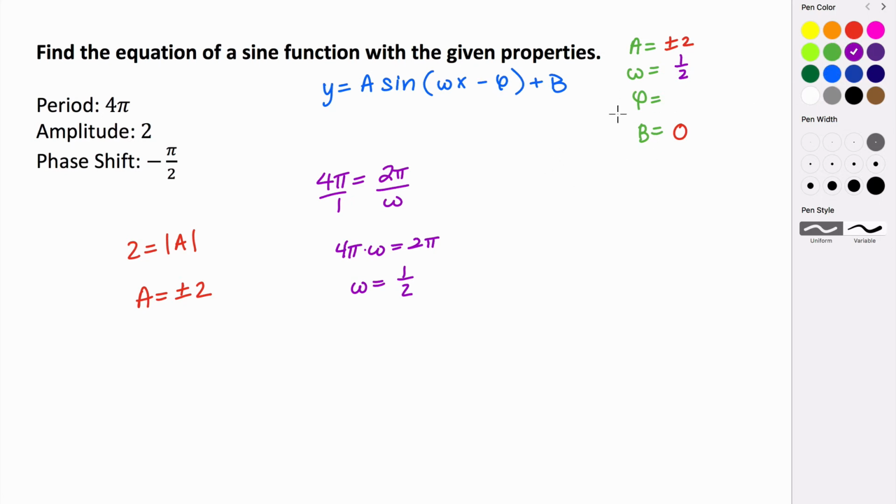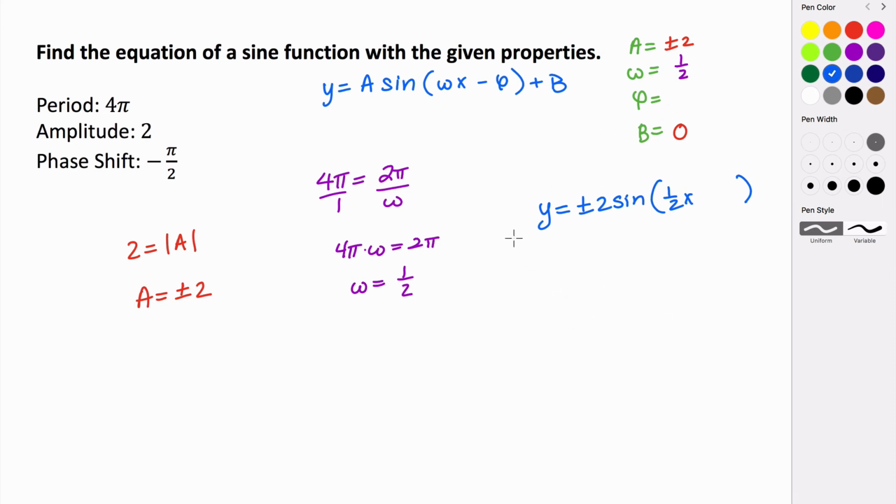And then we need to find phi. So let's go ahead and start writing our equation. So it's y equals a, which is plus or minus 2, times the sine of omega, which is 1/2, x. And then we still need to find phi.